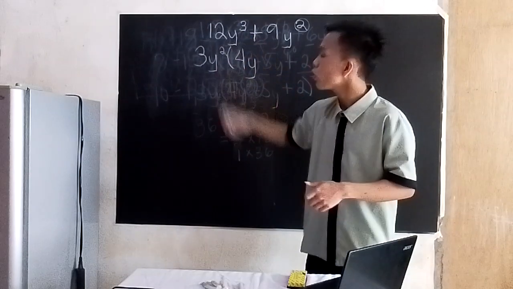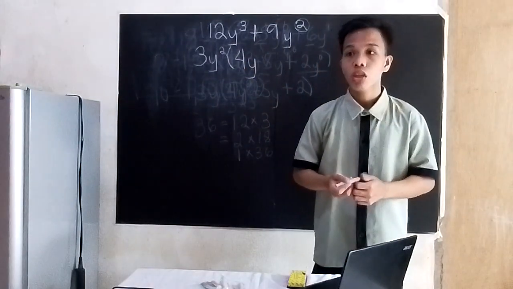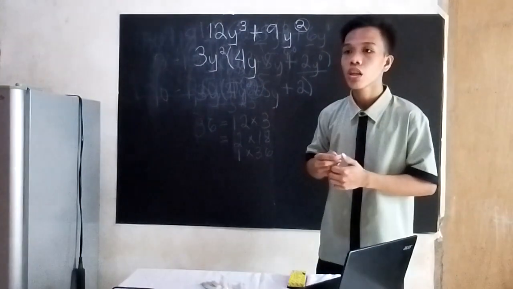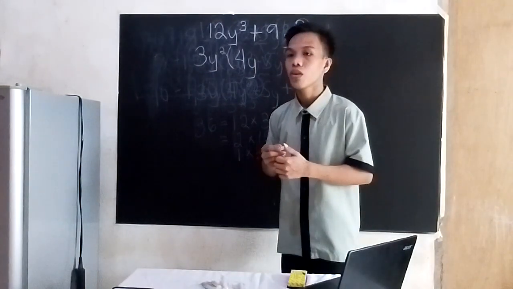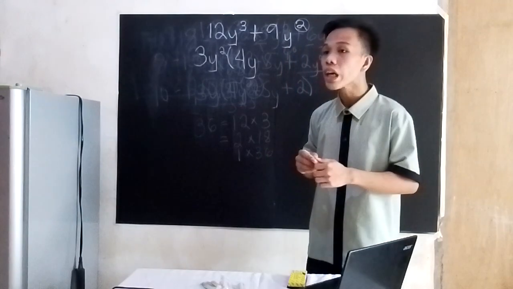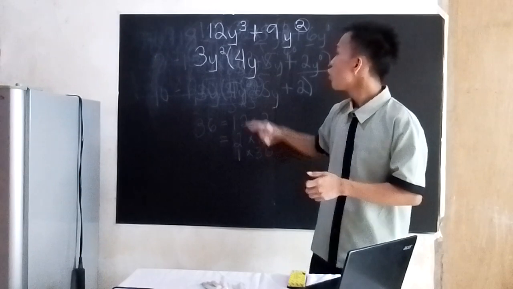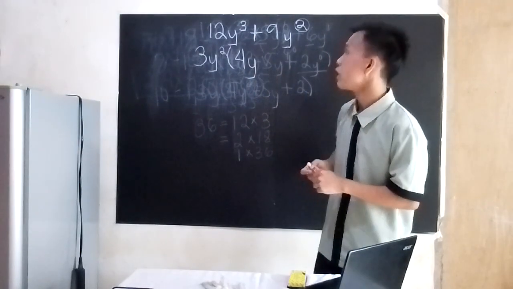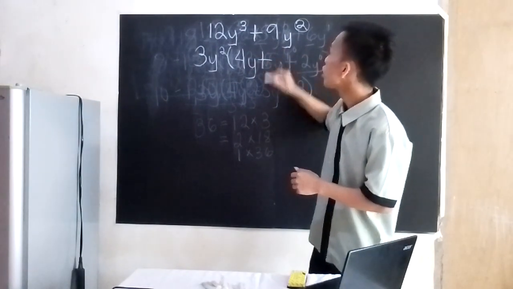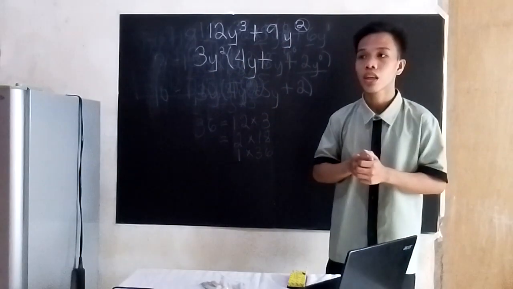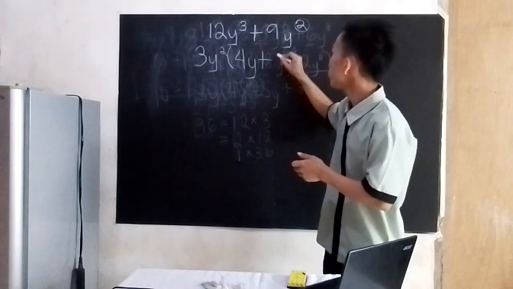So what is 3 minus 2? That's right, so that will be 1. So are we going to put 1? No. So why? That's right, because it is understood that y has an exponent of 1. Plus, what is 9 divided by 3? That's right, so that will be 3.